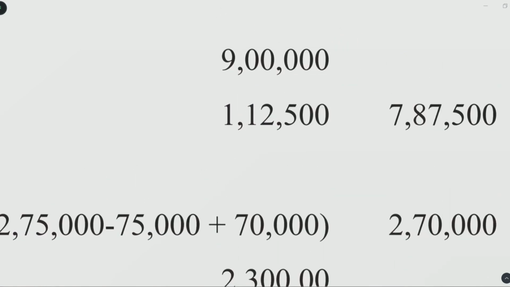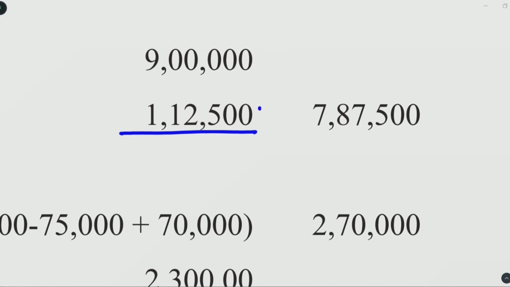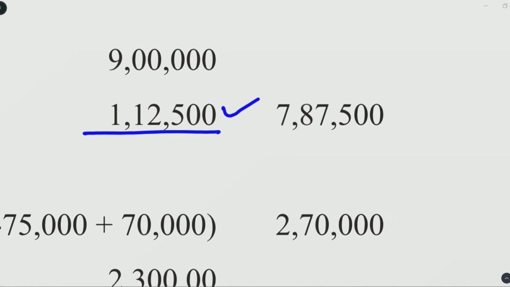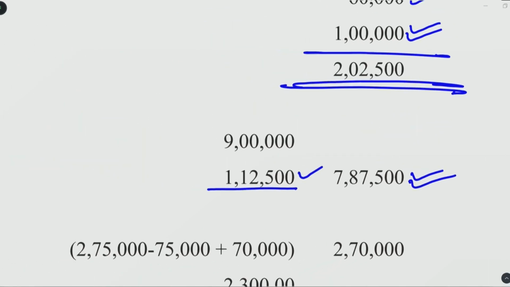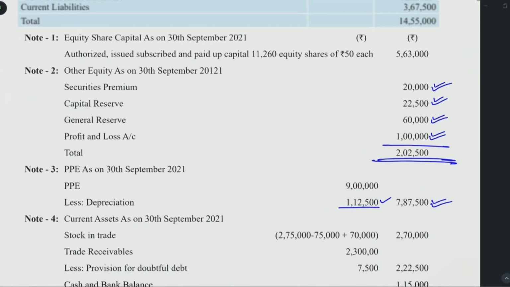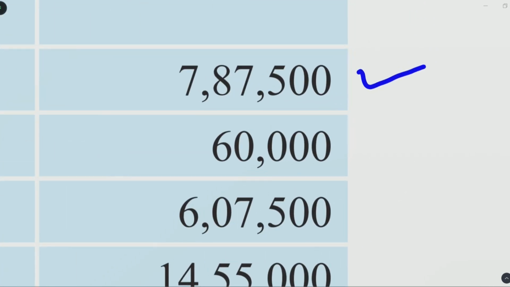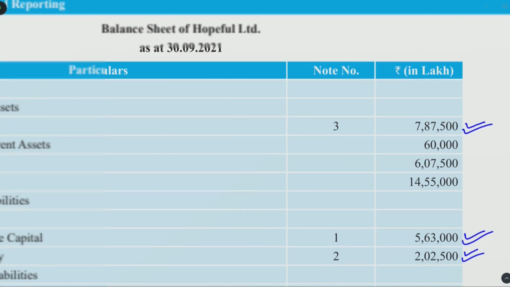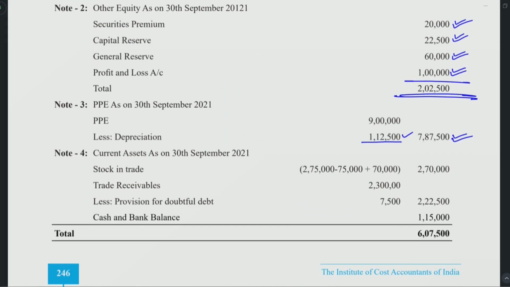So basically it goes this way. 9 lakhs was the balance of fixed assets after all the adjustments on 1st April, and then this was the amount of depreciation, 1,12,500, and 7,87,500 is therefore the amount of your property, plant and equipment after all adjustment and after charging depreciation. Look at that. It is matching with this amount, 7,87,500. This was given in your third working, correct? Third working. Any other working is it given to you?